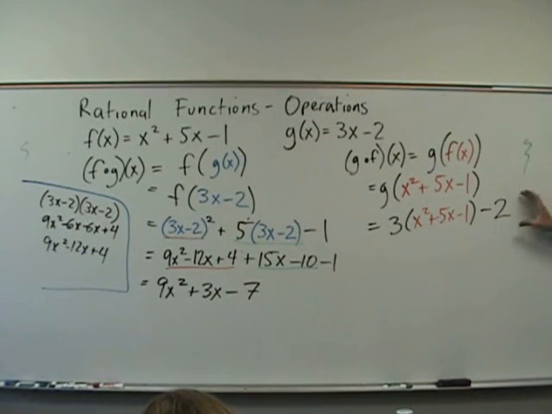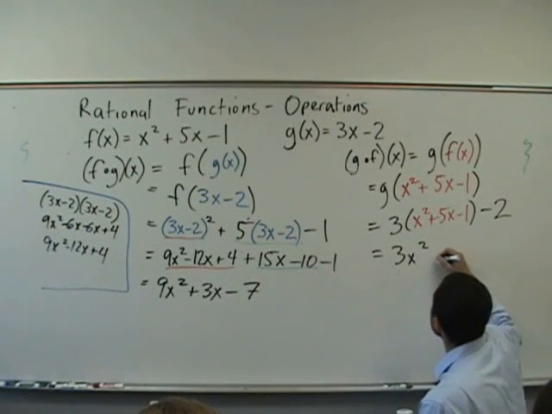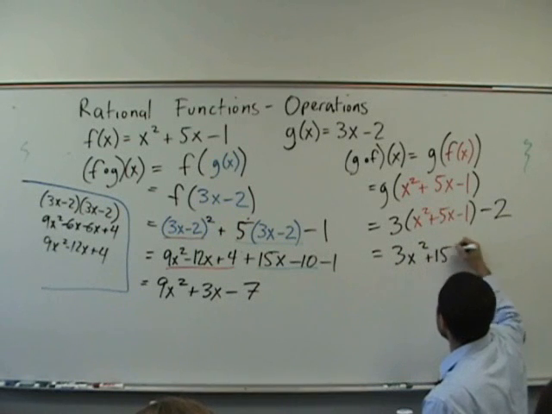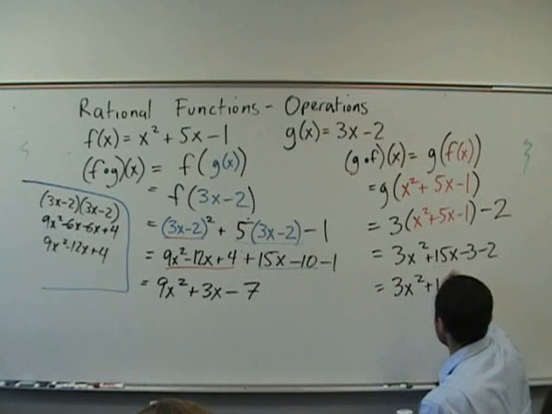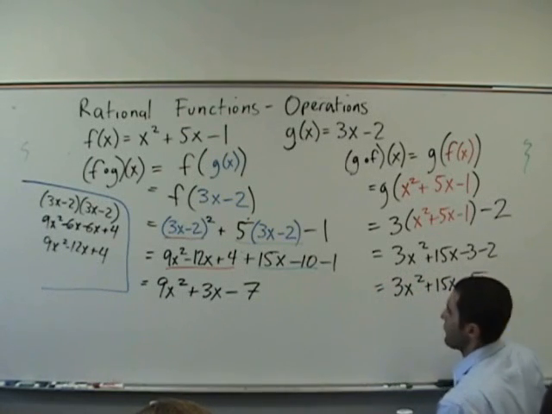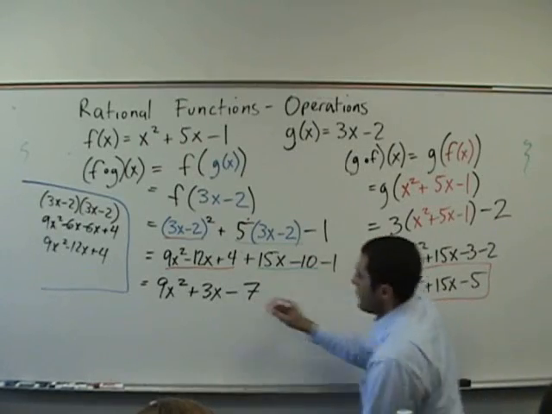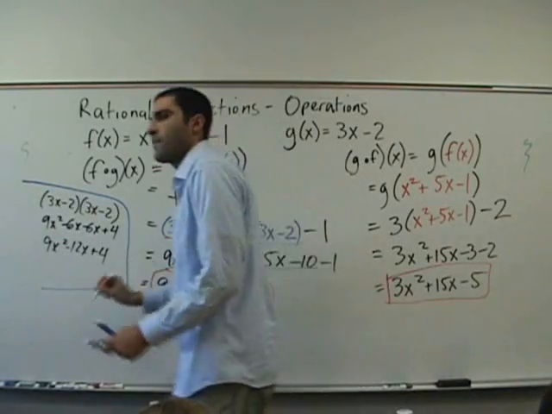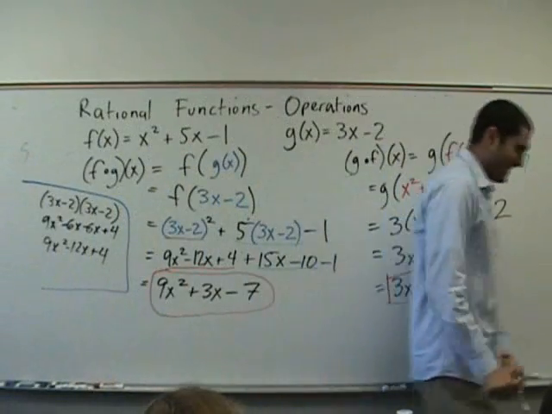And we simplify. At this point, if you can get here, then you're in shape. So, 3x squared plus 15x minus 3 minus 2, so it's minus 5. 3x squared plus 15x minus 5. All right.